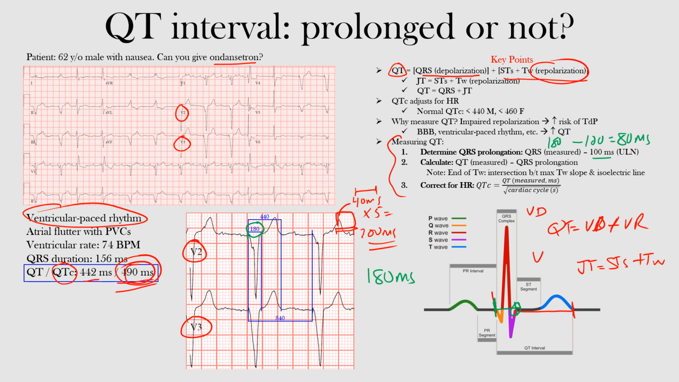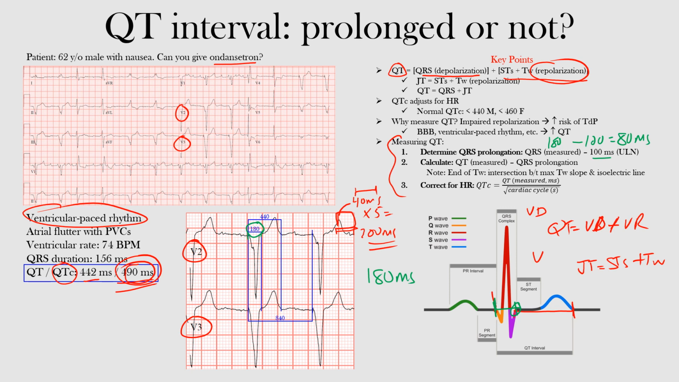Now, the normal QRS duration is often between 70 and 110 milliseconds. Right around 120 milliseconds is when we think things get a little prolonged. But to be safe, we're going to use 100 milliseconds. So 180 minus 100 is 80 milliseconds.